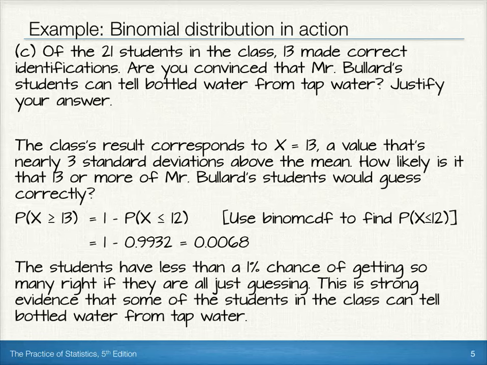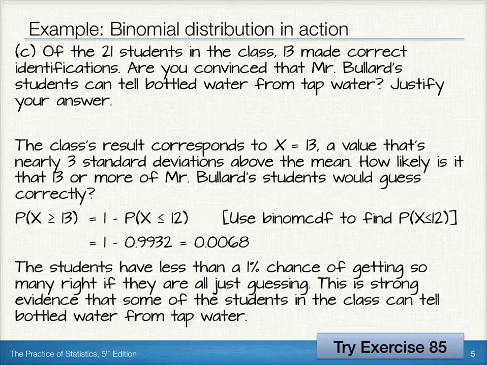So the students have less than a 1% chance of getting so many right if they're all just guessing. That's pretty strong evidence that some of the students in this class can tell bottled water from tap water. For some additional practice using the binomial distribution in action, try exercise 85.